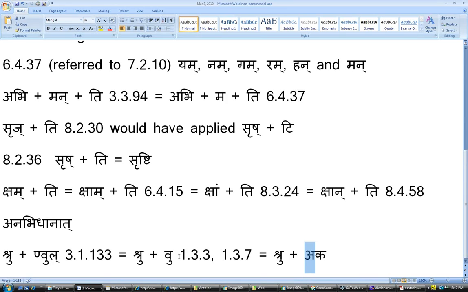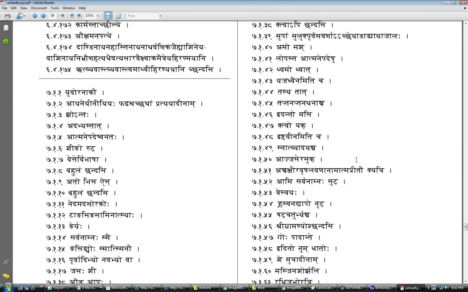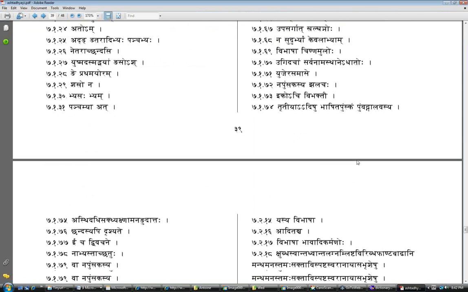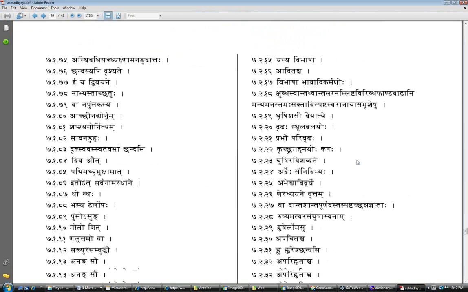The wu was becoming aka. Because of wu, you cannot think it's valadi. Because wu gets substituted by aka, it's a nitya karya. Nothing can stop that. So only after aka comes can we check if it's valadi or not. It is not valadi. But how about vriddhi? We do have those two rules, which I mentioned in the beginning of the class already, and they are 7.2.115 and 7.2.116: achoh njniti and atah upadhayah.